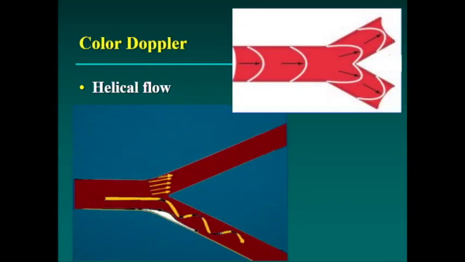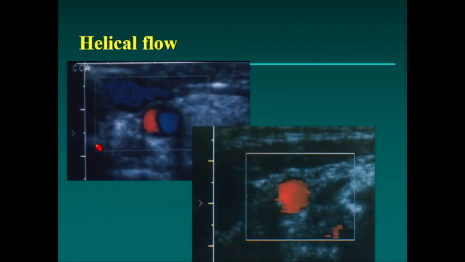One phenomenon that you might have seen, but may not be aware of, is something called helical flow. This happens around areas of bifurcation, sometimes areas of disease. And it's a really cool phenomenon. What you'll see is, if you're 90 degrees on it in transverse, you'll get a red and a blue. You'll get two different colors because this is flow that is spiraling. It is helical, like a barber pole.